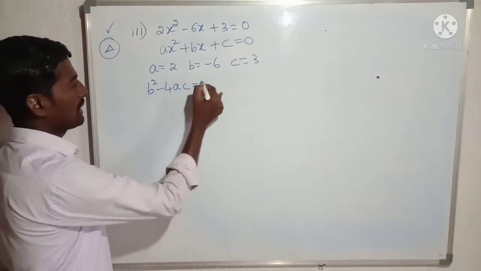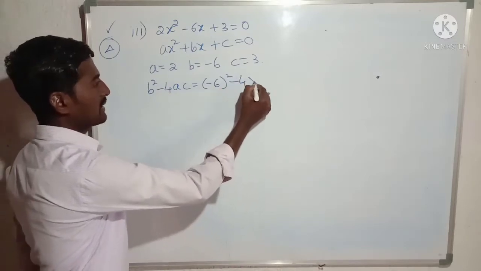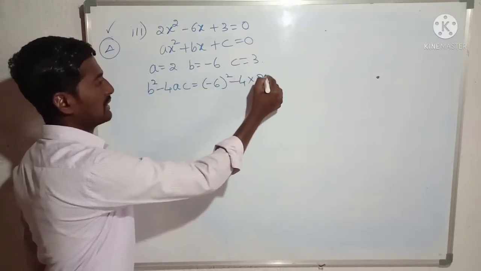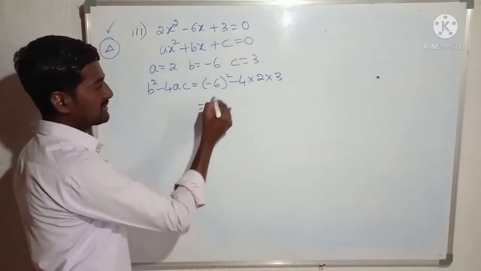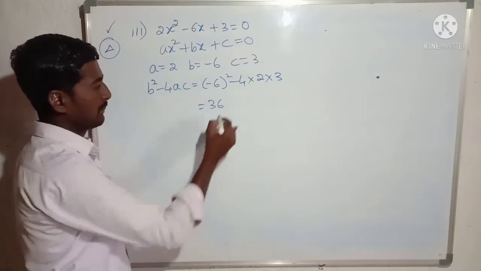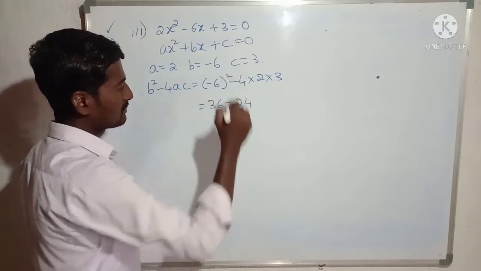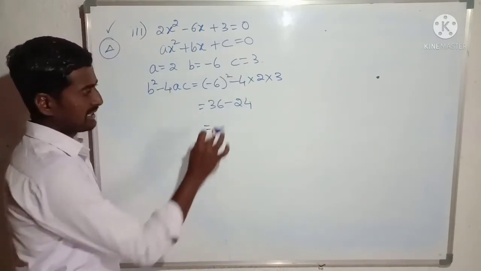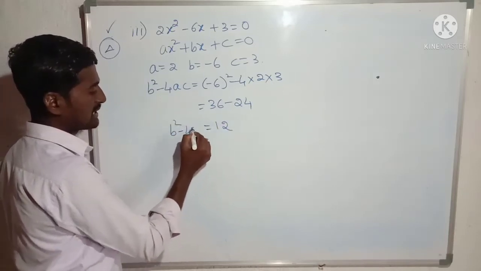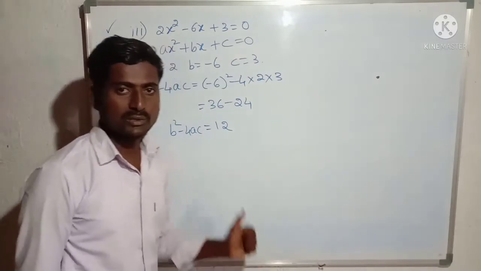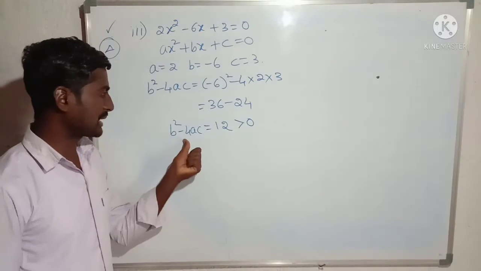Now substitute the values. B value is minus 6 square, minus 4 into a value, which is 2, into c value, which is 3. Now minus 6 square is 36, minus 4 2s are 8, 8 3s are 24. So this is 36 minus 24, that is 12. Now b square minus 4ac you are getting as plus 12. So this plus 12 is always greater than 0. So now we are getting the discriminant is greater than 0.